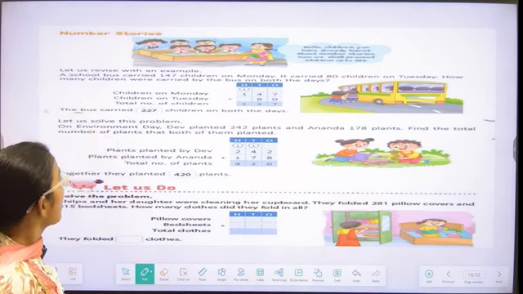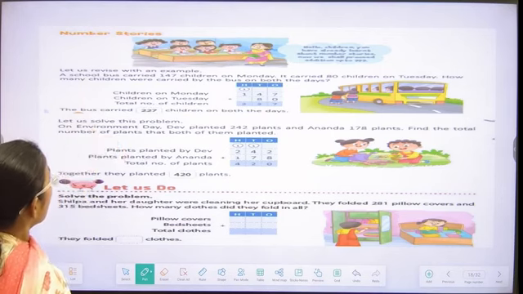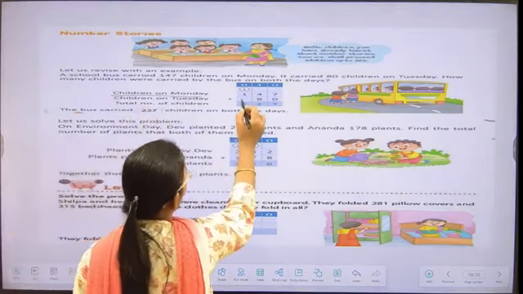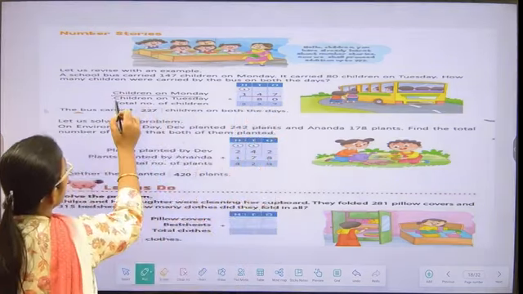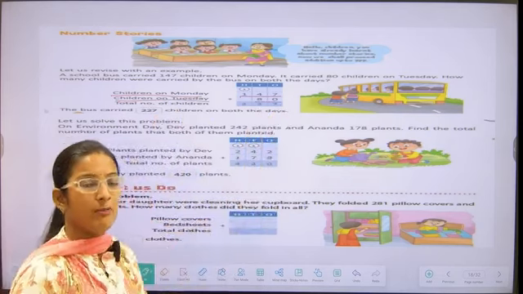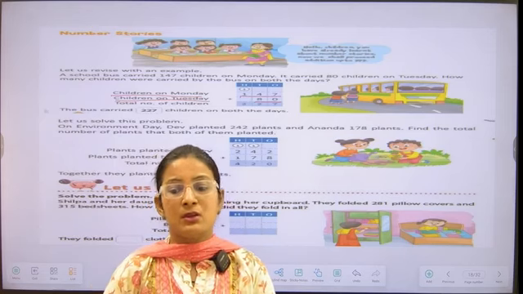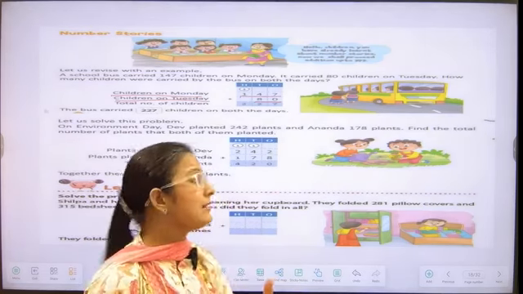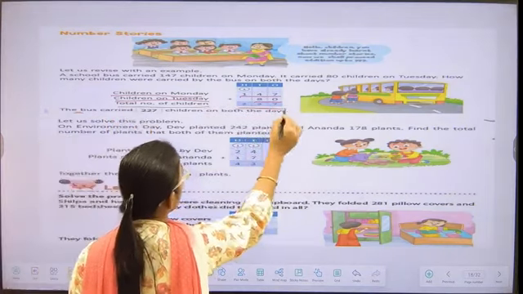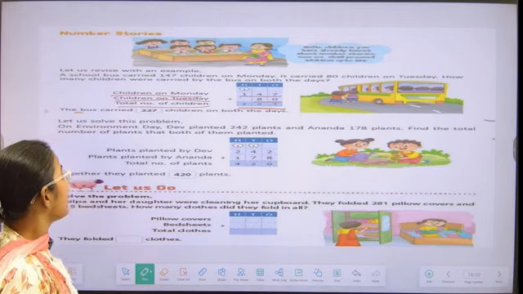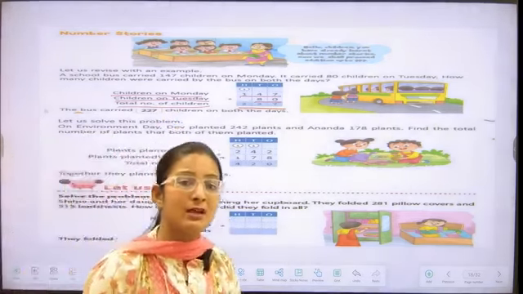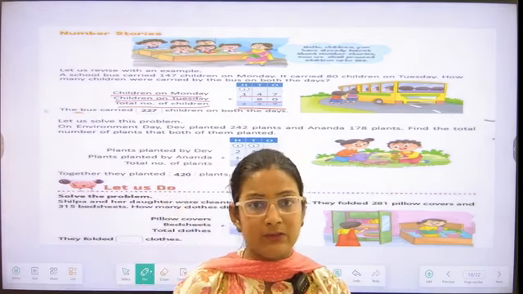Now we are going to understand the number stories. As we can see in the picture, the children who came on Monday are 147 and the children who came on Tuesday are 80. Now ma'am is asking how many total children are coming together. So what we have to do, we have to add them, student. If I'm adding them, what I'm getting over here? 227. So student, by adding them, we can tell the total number of students who came is 227.